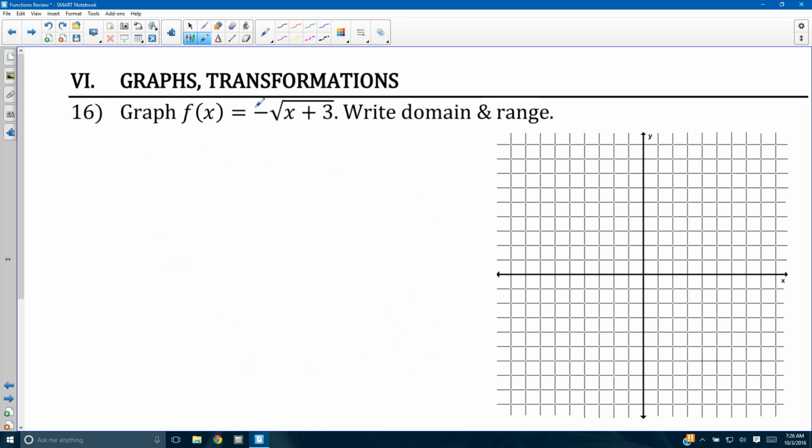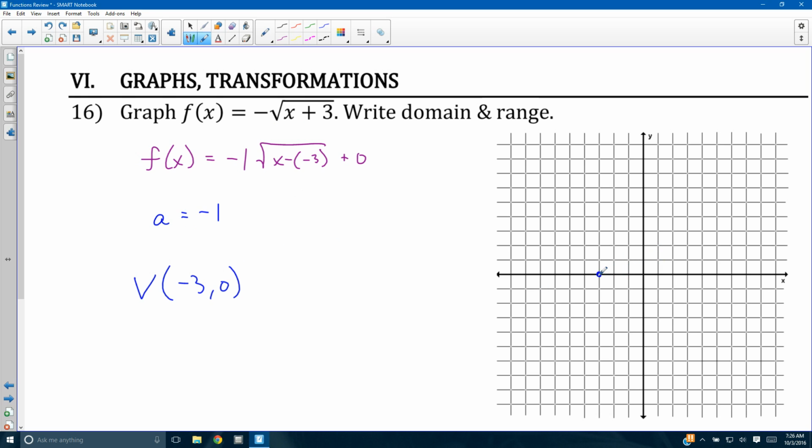Number 16, f of x equals negative square root of x plus 3. Write domain and range. Okay, in the more detailed vertex form, it would look like this, to state that my stretch factor here is negative 1. And the starting value, I want to call it a vertex, not really sure if I should be calling that, is negative 3, 0. I substitute negative 3 in for x, I get 0 inside here, my y value becomes 0. This is my leftmost, or starting point.